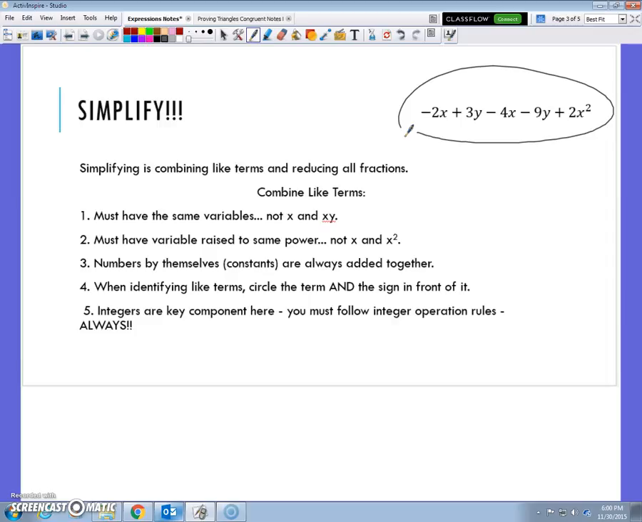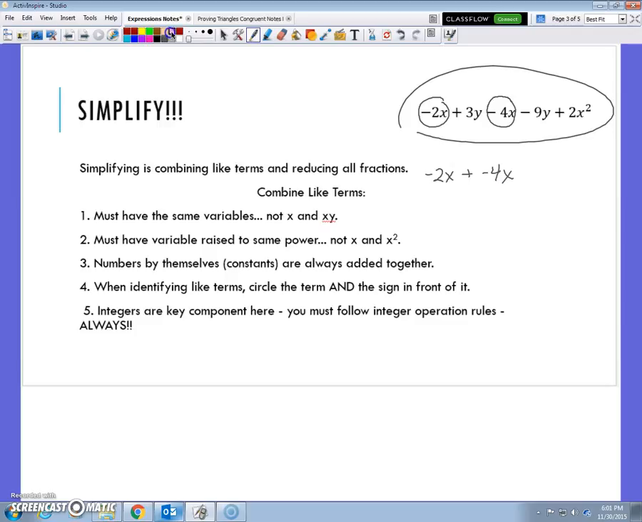So if I look at this equation over here, let's just pretend I was going to simplify this first example here. What I see is a negative 2x and a negative 4x. So I wrote those right here, negative 2x, and I'm going to put plus a negative 4x. I'm going to rewrite this in order with my like terms together.